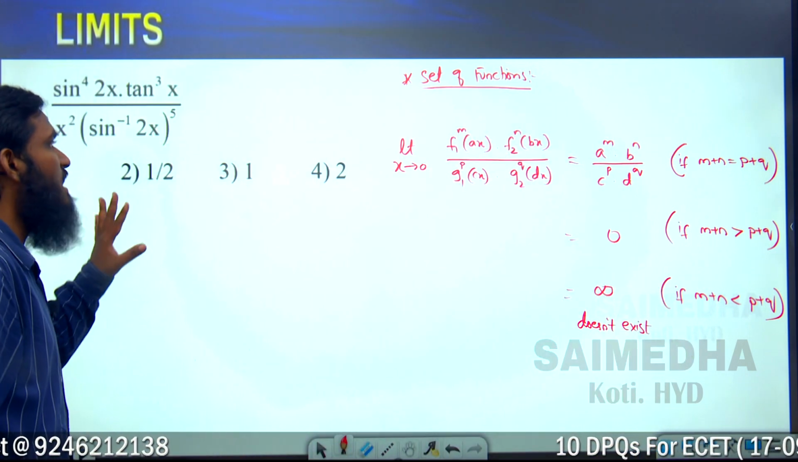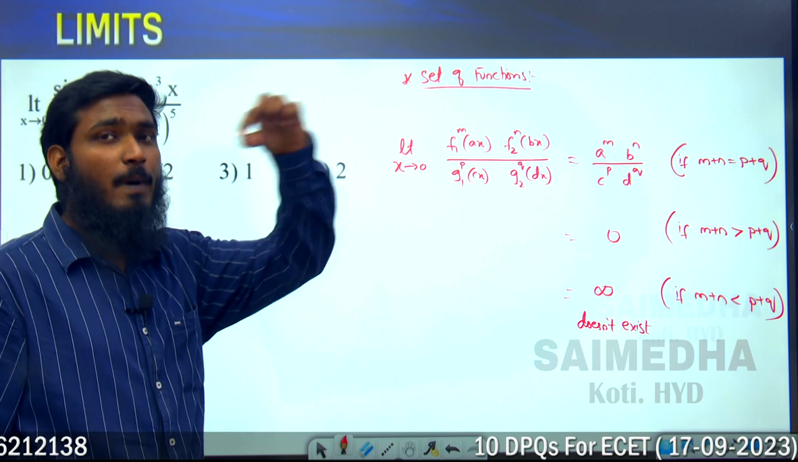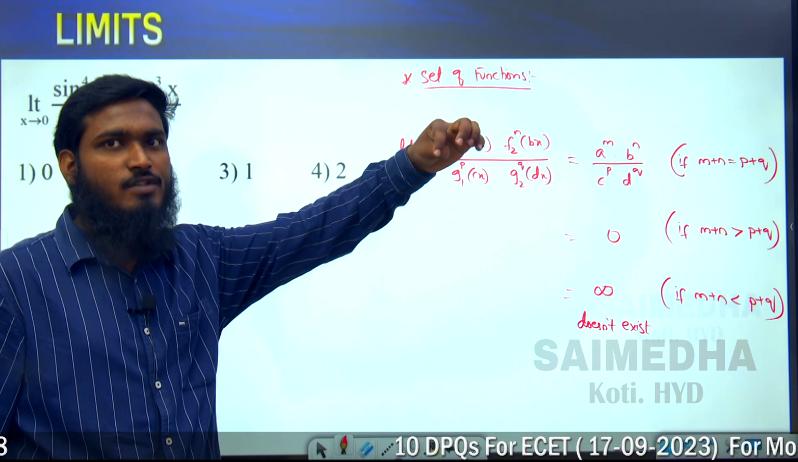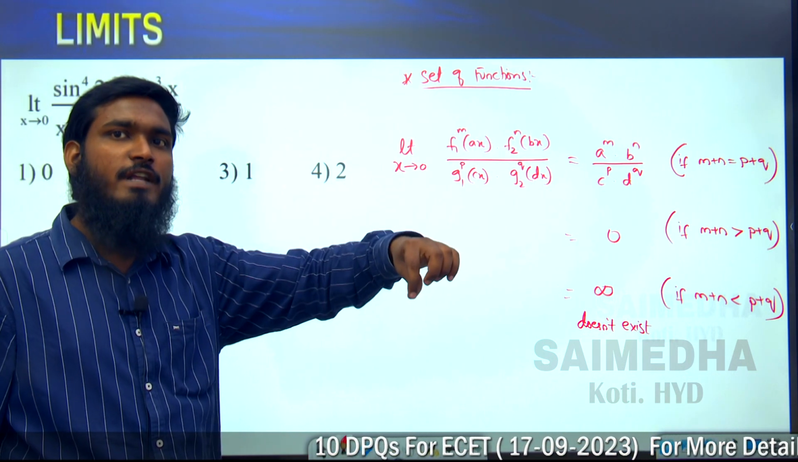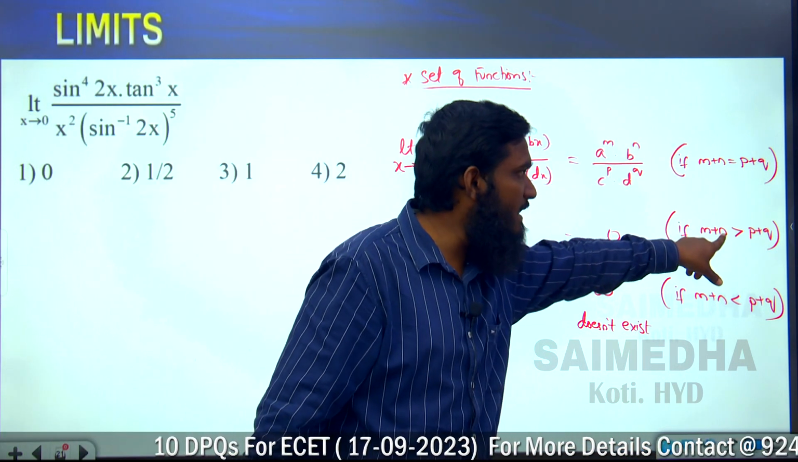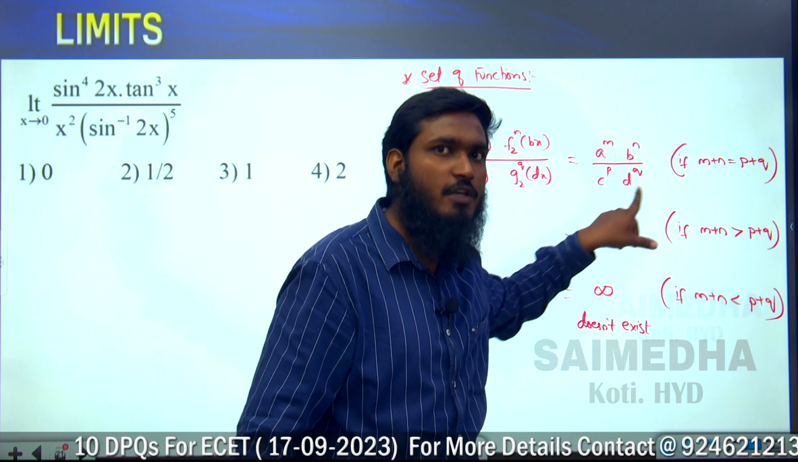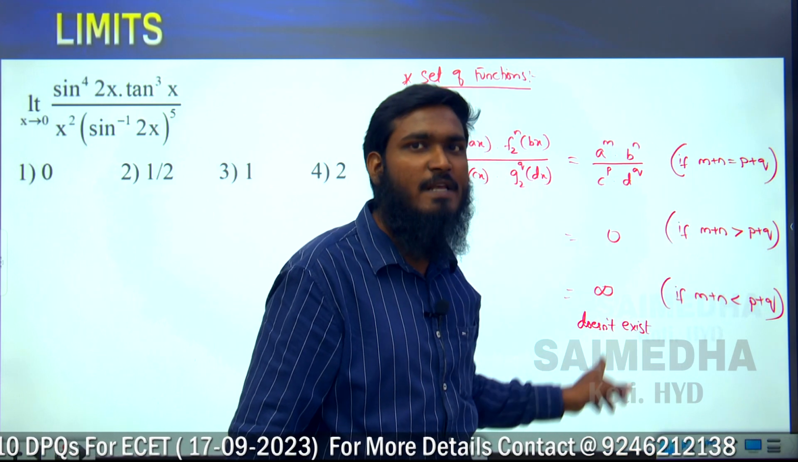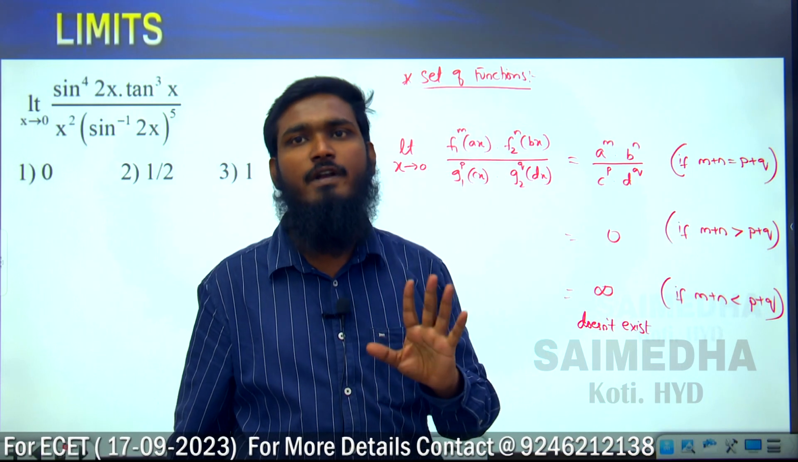So before starting the formula, we have to check what powers we are having. We have to add the powers of the numerator and add the powers of the denominator. If it is equal, we are using this formula. If m plus n is greater than p plus q, 0. If m plus n is less than p plus q, then we are writing it as infinity or doesn't exist.